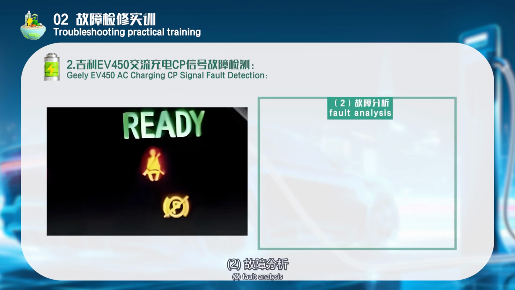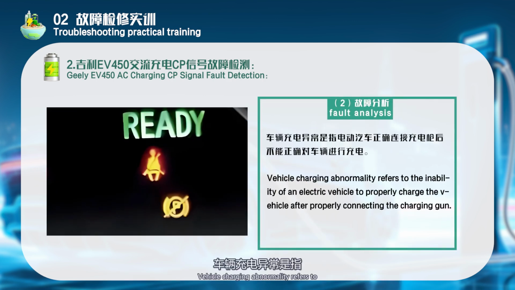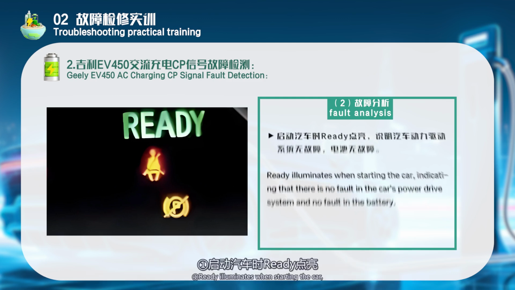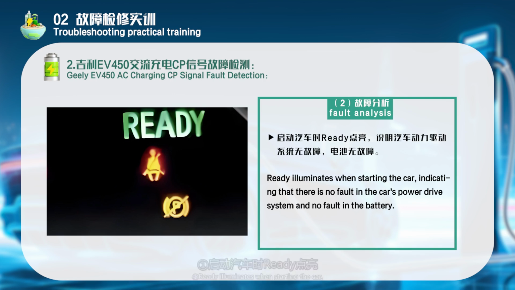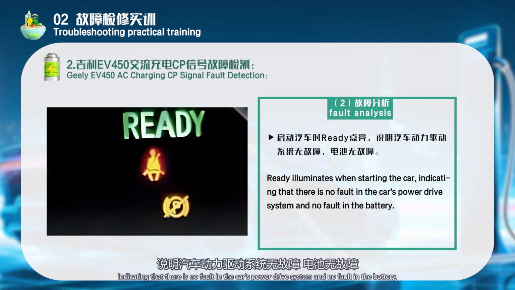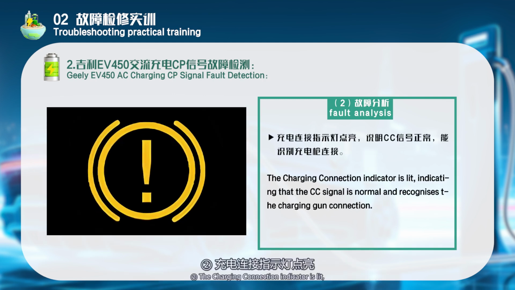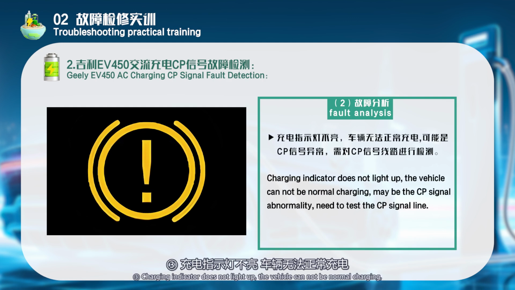2. Fault analysis. Vehicle charging abnormality refers to the inability of an electric vehicle to properly charge after properly connecting the charging gun. Ready illuminates when starting the car, indicating that there is no fault in the car's power drive system and no fault in the battery. The charging connection indicator is lit, indicating that the CC signal is normal and recognizes the charging gun connection. Charging indicator does not light up. The vehicle cannot be charged normally. May be the CP signal abnormality. Need to test the CP signal line.